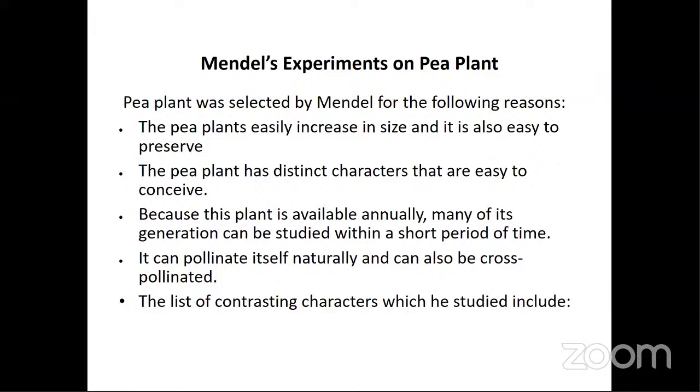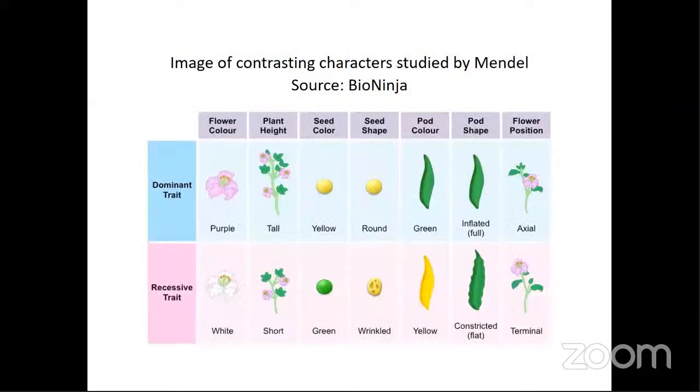The list of contrasting characters which were studied in these pea plants is shown in this table. The plant studied can have different flower colors. It could be purple, it could be white. But you notice that the dominant color was purple, while the recessive color was white. You will soon know what is dominant and what is recessive, even though you have been taught in your secondary school. You also notice different plant heights, that some are tall, while some are short.